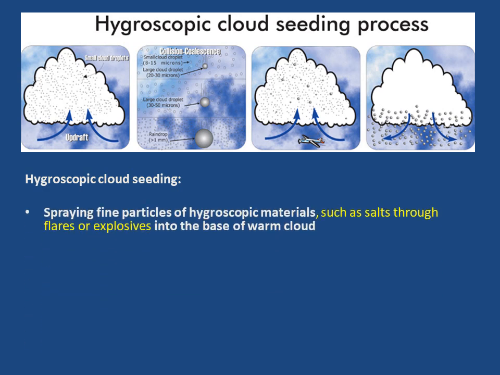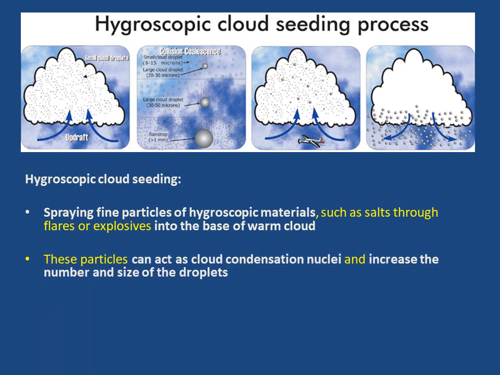Hygroscopic cloud seeding. This method involves spraying fine particles of hygroscopic materials such as salts through flares or explosives into the base of warm clouds. These particles can act as cloud condensation nuclei and increase the number and size of the droplets. It is a relatively new method that has been described as promising. It, however, requires more research.